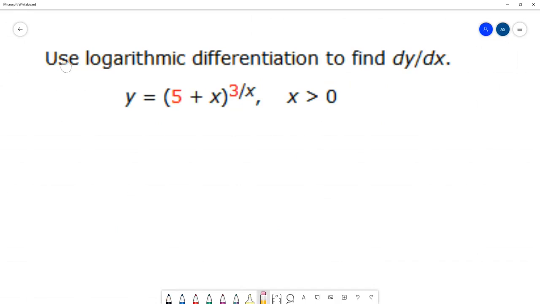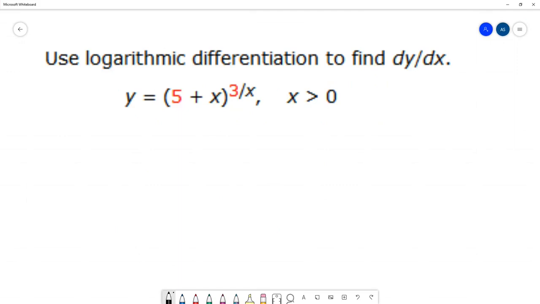I have another question with logarithmic differentiation to calculate the derivative dy/dx. And this time our equation is y equals 5 plus x to the 3 over x. And once again, we have a restriction on our variable x. x needs to be greater than 0. And this is usually because we're introducing the logs, and logs have a domain. Log x has a domain of x being greater than 0. You can only take the log of positive numbers.